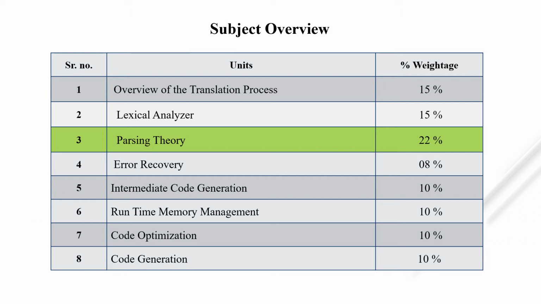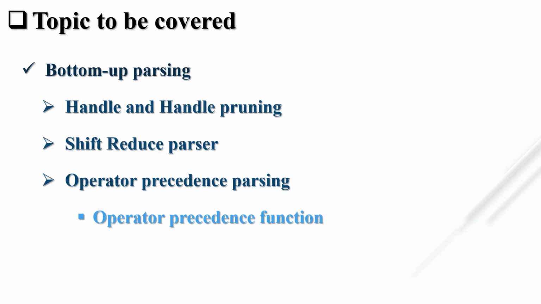So we are continuing with the third unit, that is parsing theory. The topic covered in this video is bottom-up parsing. In bottom-up parsing there are a total of three methods. First one is shift reduce parser, second one is operator precedence parsing, and third one is LR(0), which we are going to see in the next video. In this video we only cover shift reduce parser and the second method, operator precedence parsing.